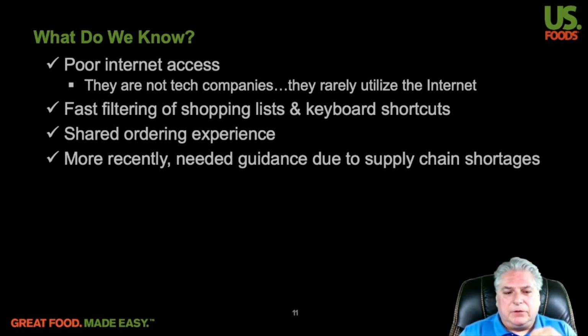We still need to be able to filter and sort shopping lists. If you're on your keyboard, you probably would like to use some keyboard shortcuts, so you don't need to go back and forth to your mouse. Again, you want a very, very fast ordering experience. We touched on the shared ordering experience. Maybe someone's out at the bar ordering items, and somebody's in the freezer. Maybe someone's in the kitchen ordering items.